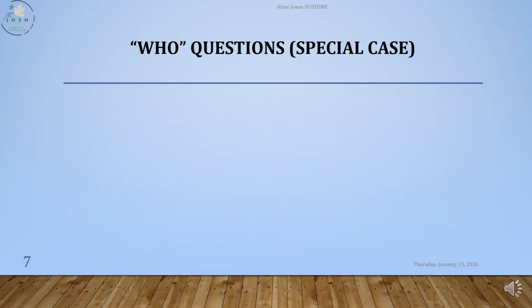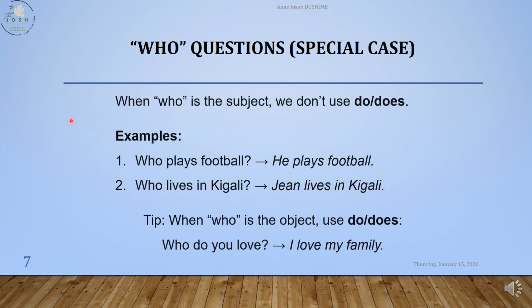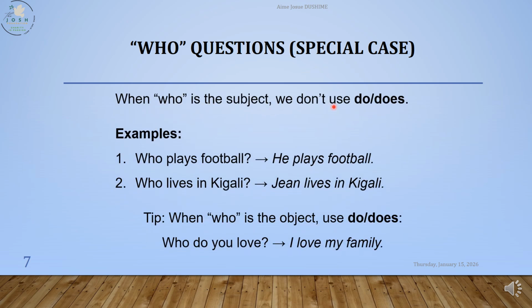Who questions. This is a special case. When who is the subject, we don't use do or does. When it is acting as the subject, in that case we never use an auxiliary with the WH question. Keep that in mind. Whenever we use who as a subject, we can never put an auxiliary. That's what we call a subject question. And we shall learn that in the first lesson of A2 when we reach there.